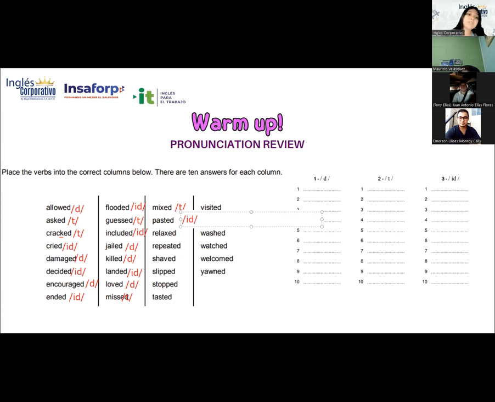Is paste. Entonces, en presente llegas a la T, right? Entonces, acordémonos de las reglas. What about this one? Letter D. Relaxed. Yes, excellent. What about next one? Repeated. Excellent. Yes, very good. Next. Letter D. Slipped. Resbalar. Letter T. Slept. Yes. What about this one?